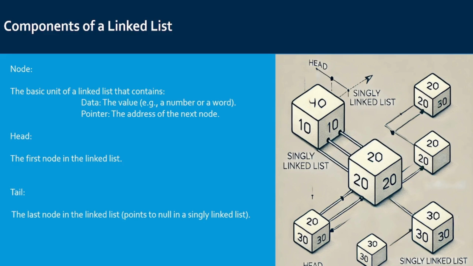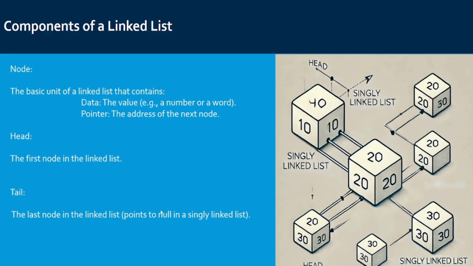Like if you take an example of a train, if a train is there, it has a particular engine which is used for driving the train, right? If the engine is not there, the train will not move from the platform. It's similar to that. So head will be a node which will store the address of the first node.